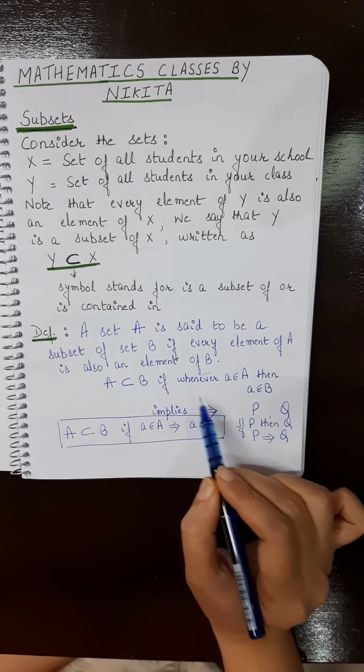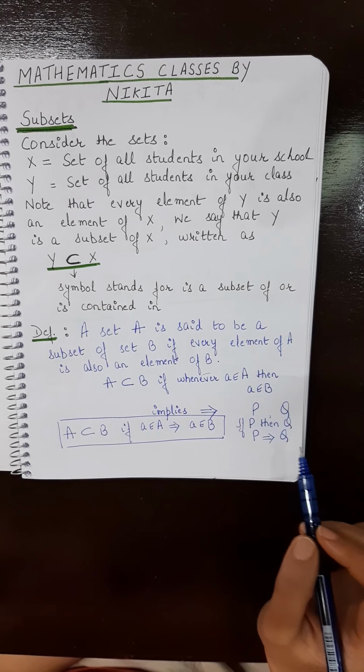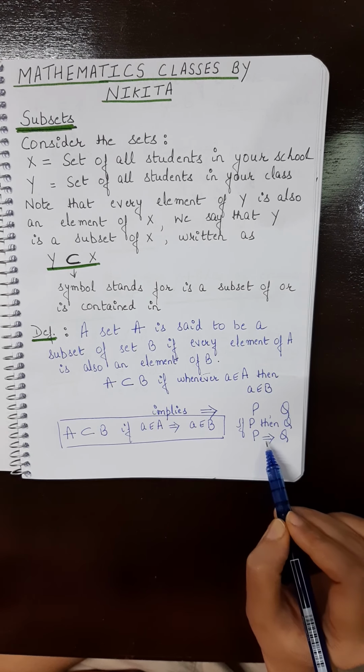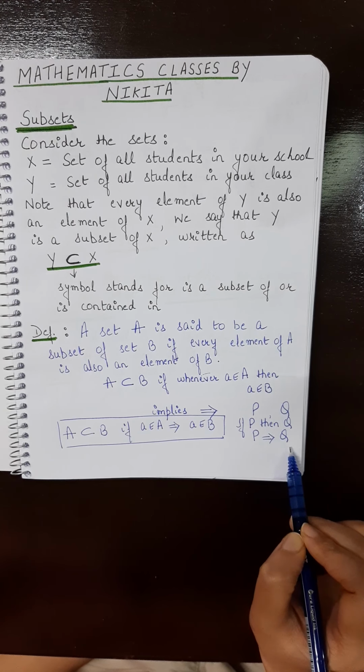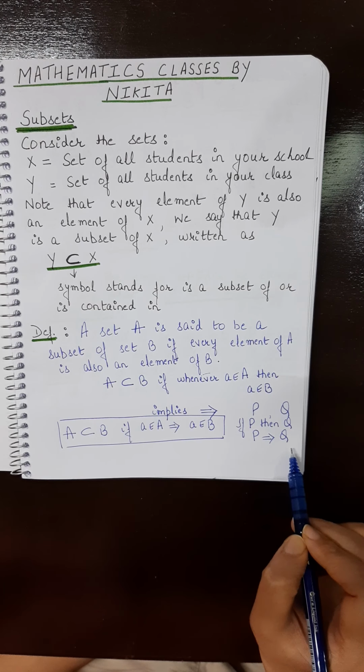Now there is one more way of writing this definition mathematically, and that is by using the symbol of implies. This is the symbol of implies. Whenever we have a statement of the form, if P then Q, where P and Q are two mathematical statements, we rewrite this as P implies Q. So if P is true, then Q is true. So P implies Q.